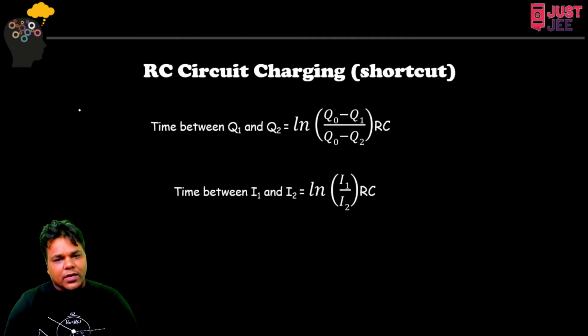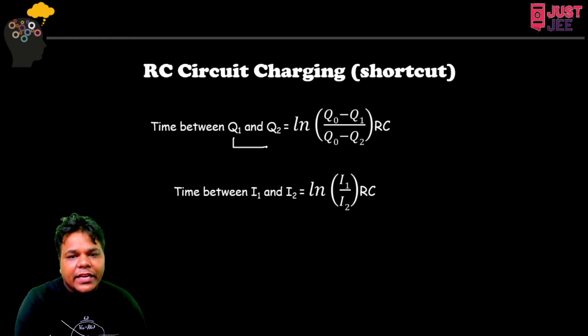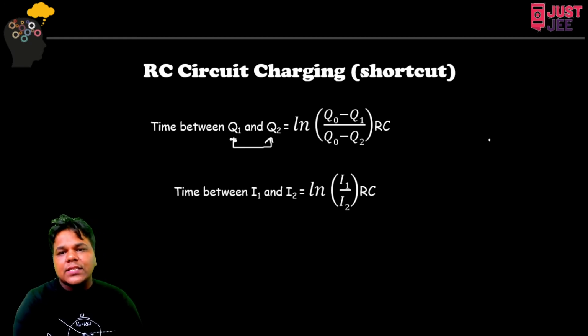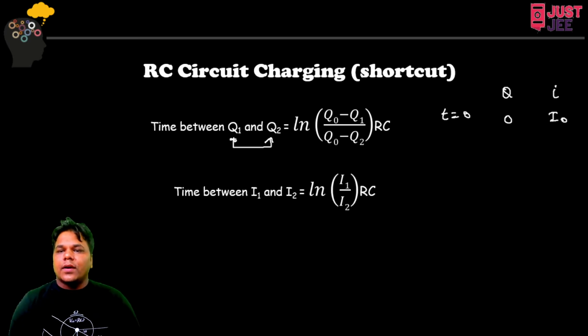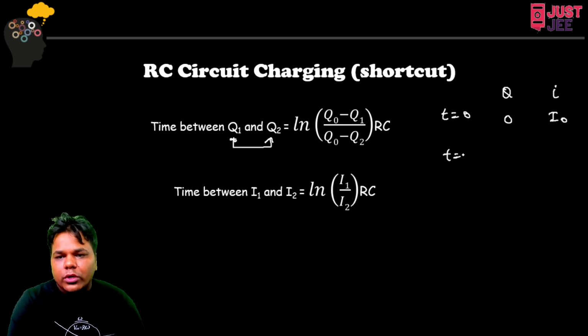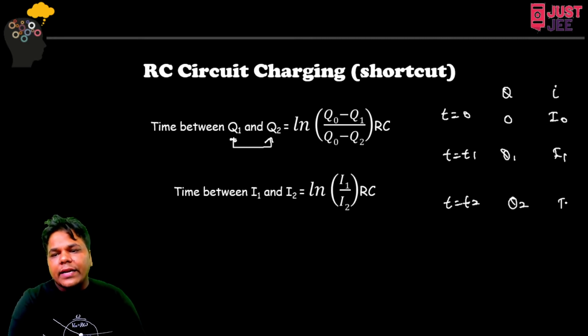Now we have a shortcut. Now, how can we use that? For example, the time between Q1 and Q2. As you can see, initially T is equal to 0, the charge is, let's say, 0, and current is I0. Right? At T equal to T1, charge is Q1 and current is I1. At T equal to T2, charge is Q2 and current is I2.